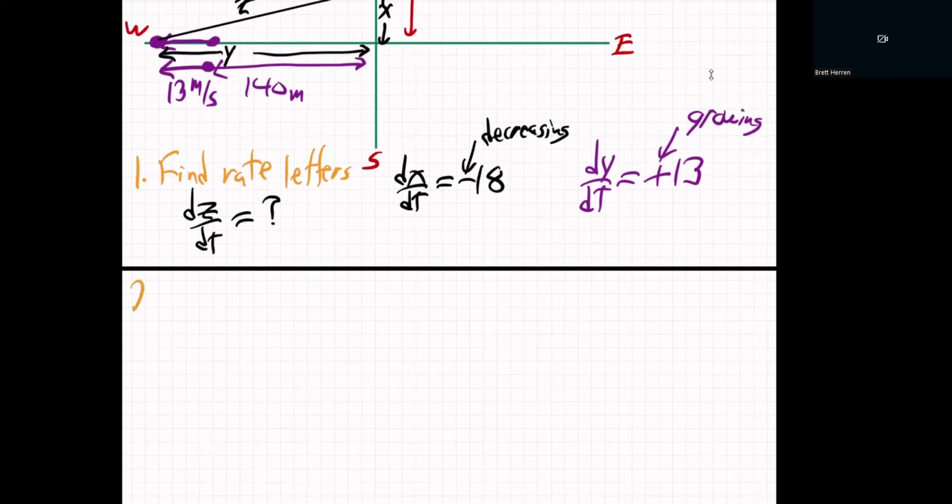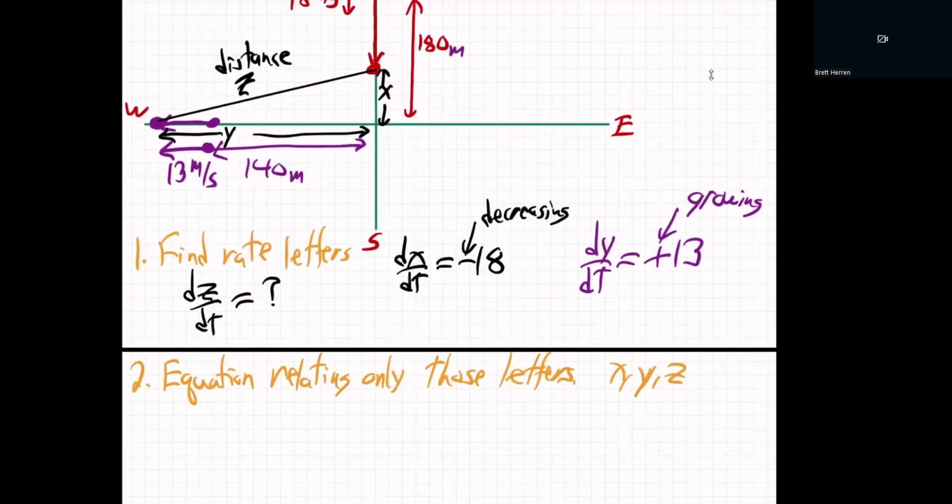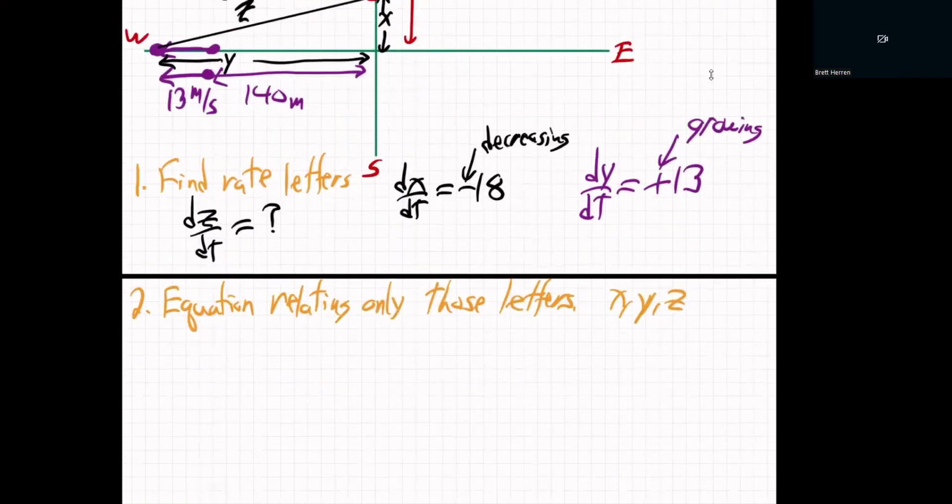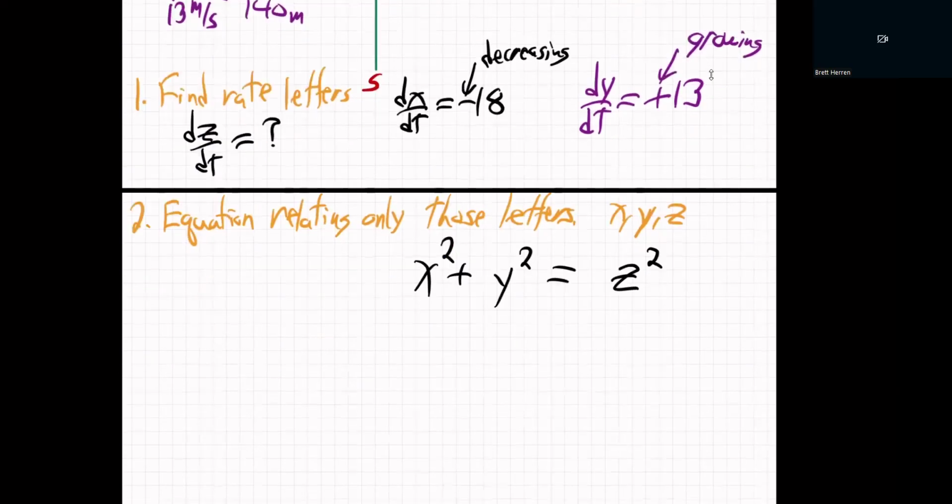There's our rate letter. Step two, you need an equation relating only those letters. No other letters. You can have numbers, but only those letters. In this case, that's X, Y, and Z. So some kind of equation relating only X, Y, and Z. Well, that's pretty obvious, right? X, Y, Z, right triangle, Pythagorean. Here we come. X squared plus Y squared is Z squared, right? All right, step three.